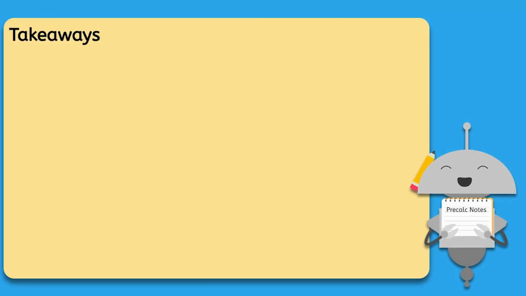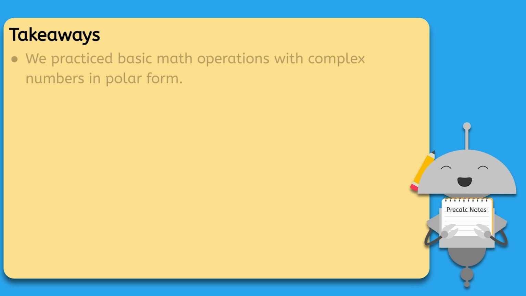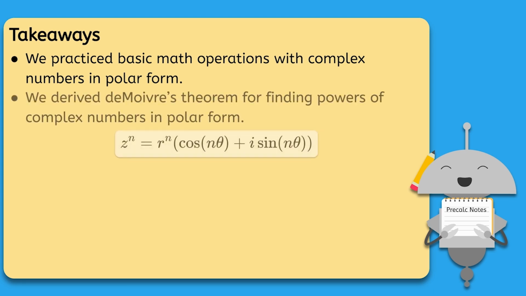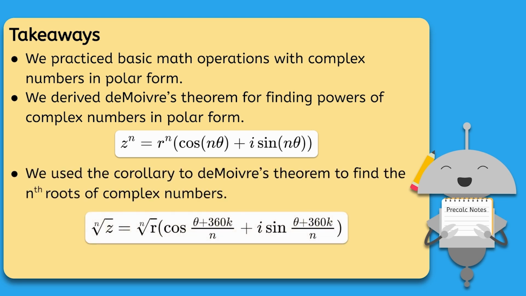We have worked through a lot of complex topics today. We practiced basic math operations like adding, subtracting, multiplying, and dividing with complex numbers in polar form. Then we derived de Moivre's theorem of finding powers of complex numbers in polar form. Finally, we used the corollary to de Moivre's theorem to find the nth roots of complex numbers. Great work today!